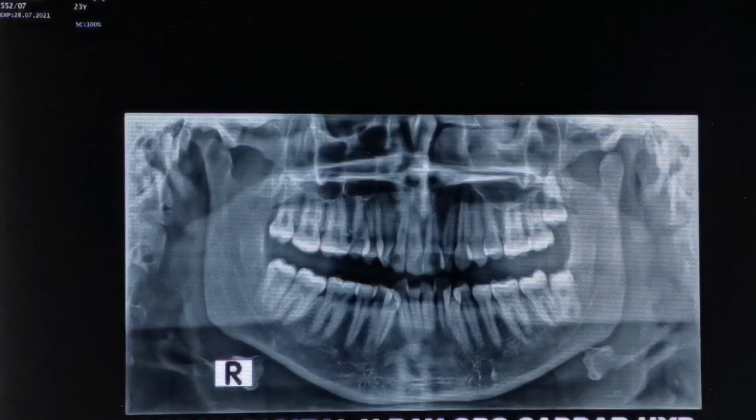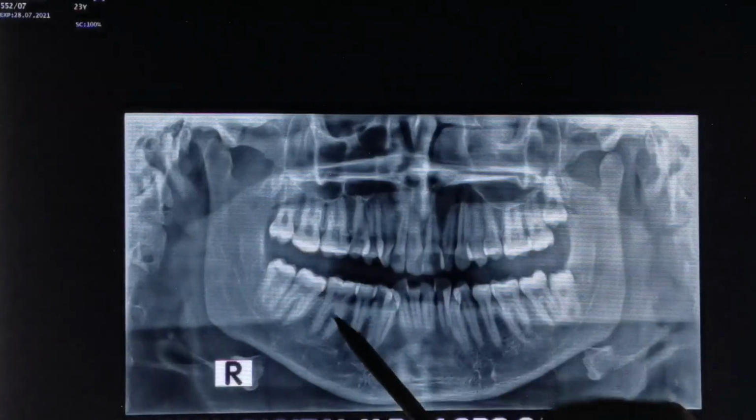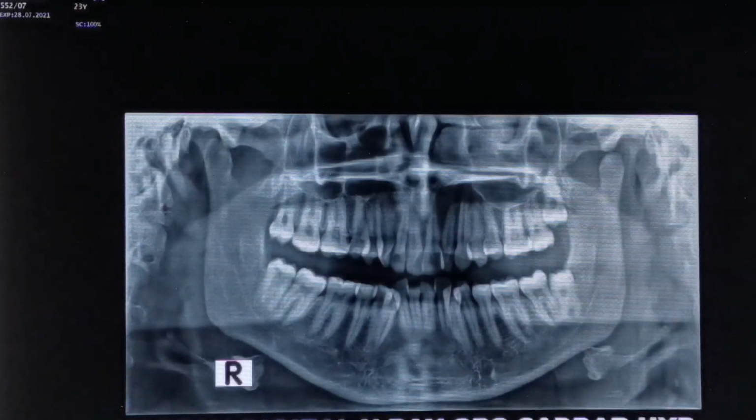It is also indicated in children, where they can see a kind of fracture. So this is useful for surgeons to detect any kind of fracture from a surgery point of view.